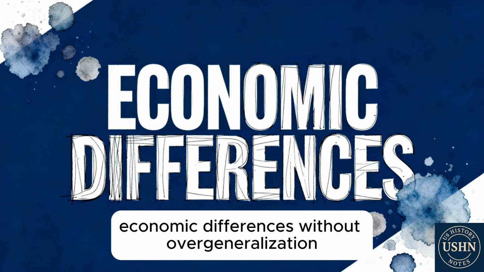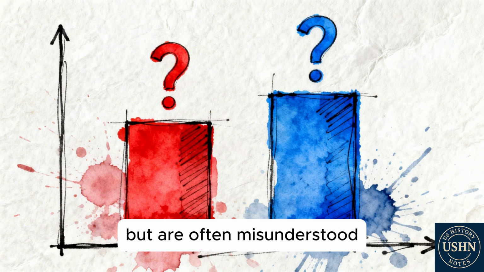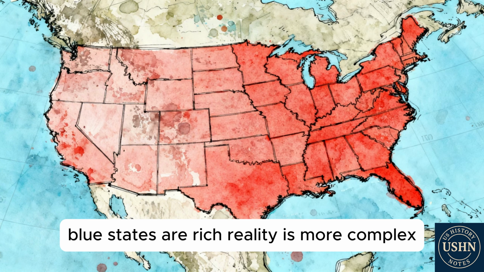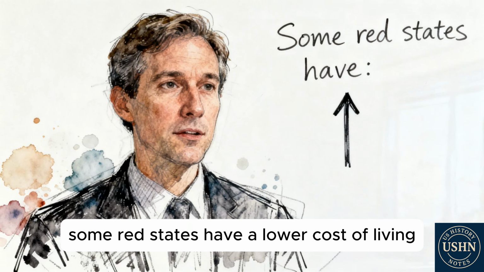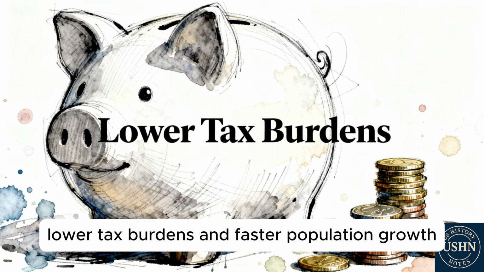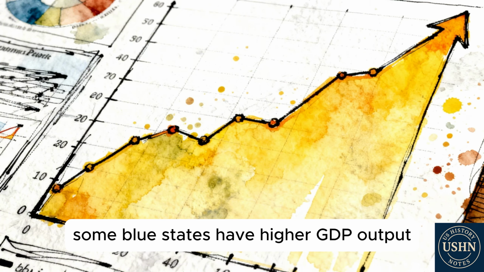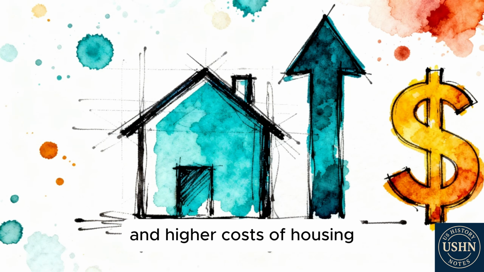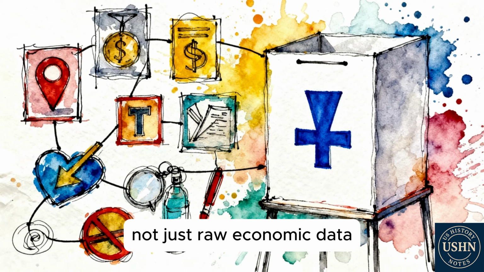Economic differences without overgeneralization. Economic differences are frequently cited but are often misunderstood. It is not accurate to say red states are poor, blue states are rich. Reality is more complex. Some red states have a lower cost of living, lower tax burdens, and faster population growth. Some blue states have higher GDP output, major financial and technology hubs, and higher costs of housing. Political preferences often reflect how people experience the economy, not just raw economic data.